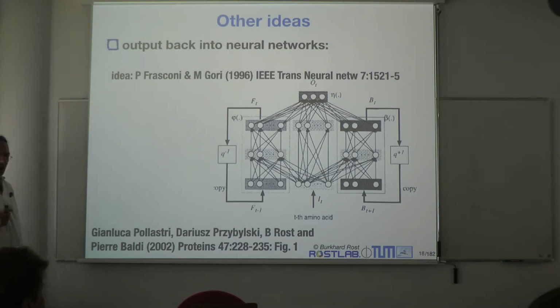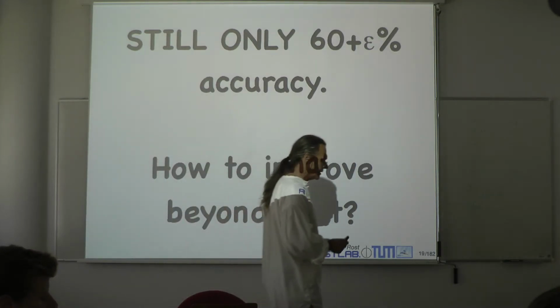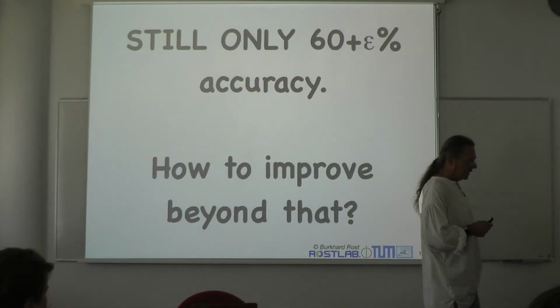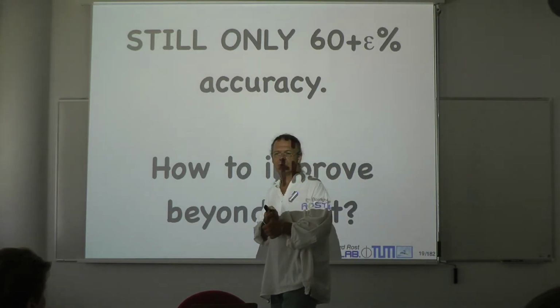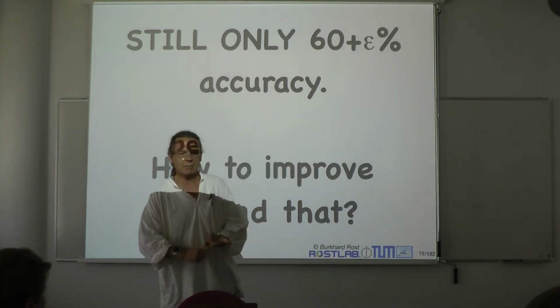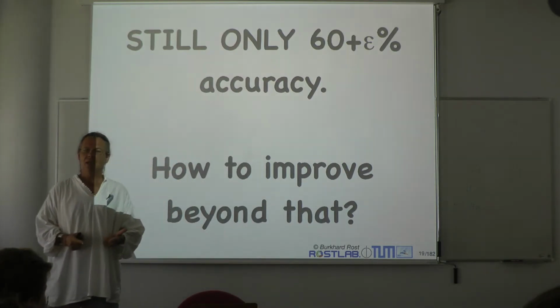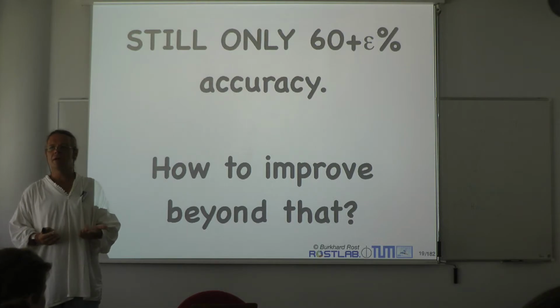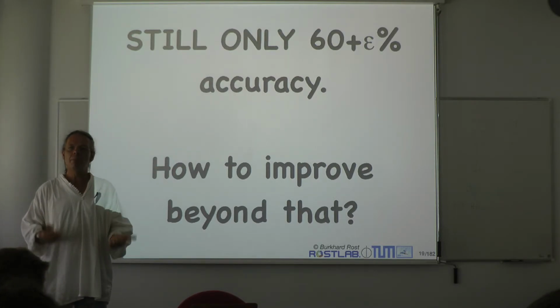So now we have a machine learning device, either way. So with the first and second level, or with a recurrent network. In both cases, I have a machine learning device that now does better for beta strands and does better for second predictions. But the overall performance is still only 60+%. So how can we improve that?